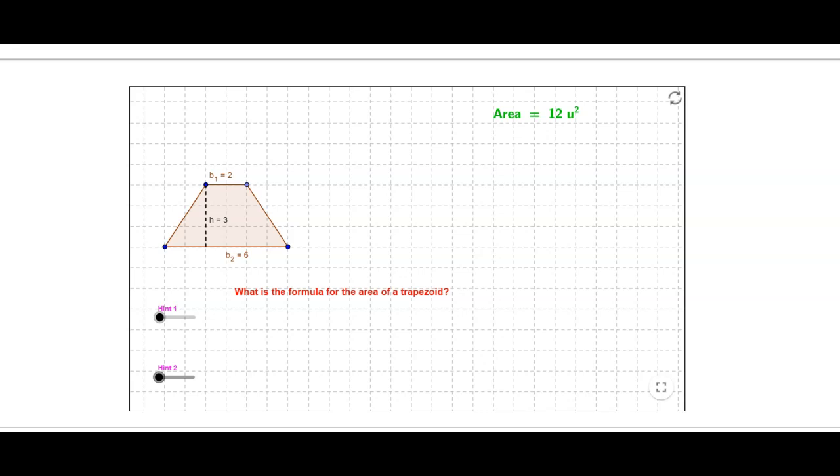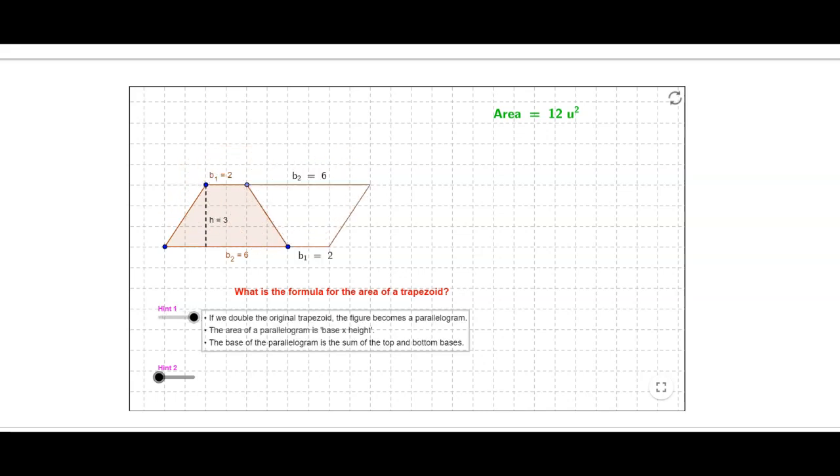Now, as we look at this, we have an isosceles trapezoid here, meaning that these two legs are congruent. This is a great demonstration because, remember, this is base 1, it's 2, and this is base 2, its length is 6. You can count them on the squares here. If you drag this slider right here for the hint, check this out. They're going to take that trapezoid and flip it around like that. So what's formed here? What's formed is a parallelogram.